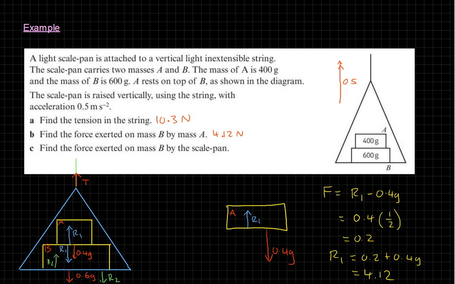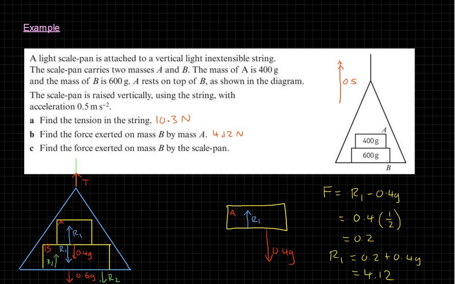Right, okay, last one. Find the force exerted on mass B by the scale pan. Look at the image. Which force is it talking about? Mass B is being affected by the scale pan. So it'll be this one, right? This green R2, the one pushing upwards. That's the scale pan pushing up the object B. Okay, so we want to find that one. So you've probably realized that would also be the same as just working out this R2 down here, right?